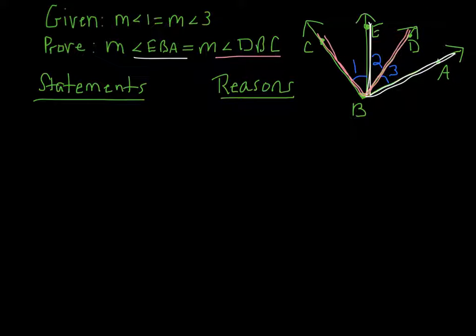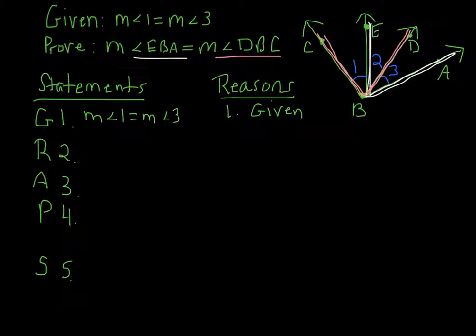Let's set ourselves up over here. We know we're going to have given, reflexive, addition, partition, which needs a little extra room, and then substitution. 1, 2, 3, 4, and down here, 5. I'm going to let you get the proof set up and write in your given. I'm going to pause the video and then I'll come back.